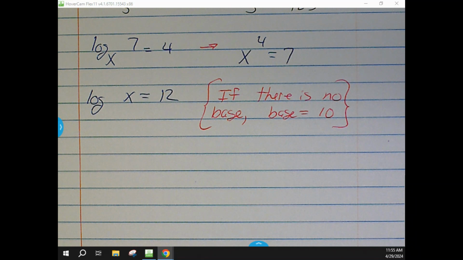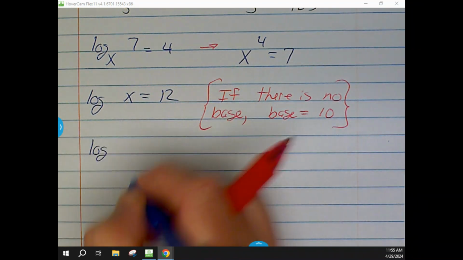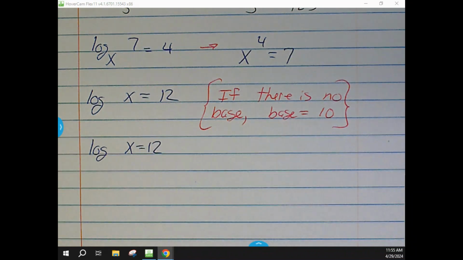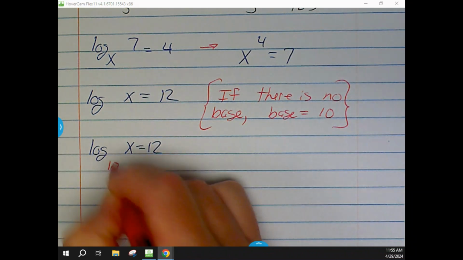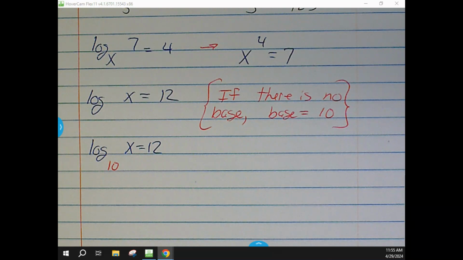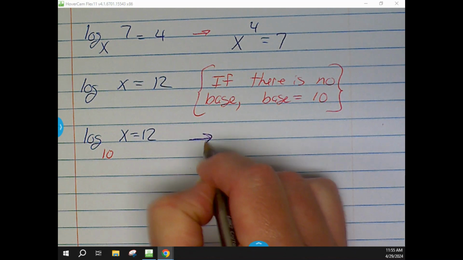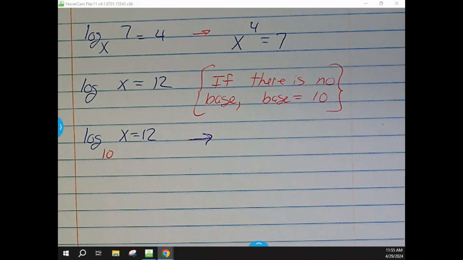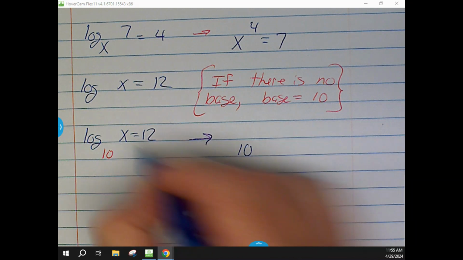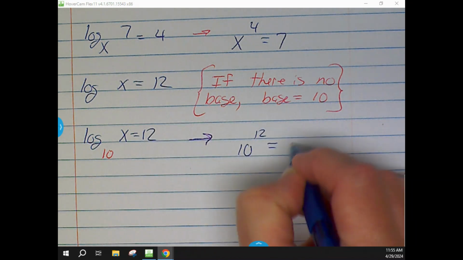Okay, and there'll be a few problems. Actually, there'll probably be more than a few where there will not be a base on it. So if you see something that doesn't have the base on it, you take that exact same problem and just know that if it's written that way, just put a base 10 there. Then you can rewrite it from there. 10 is your base, so that will stay there. And again, just switch those two numbers so it's 10 to the 12th power equals x.